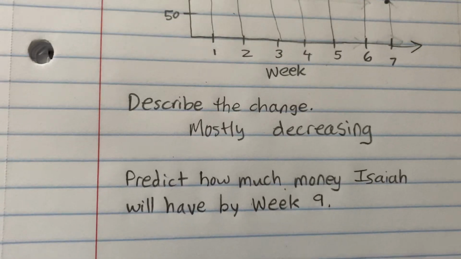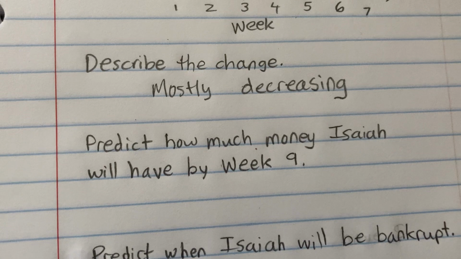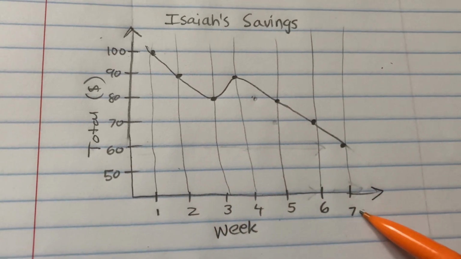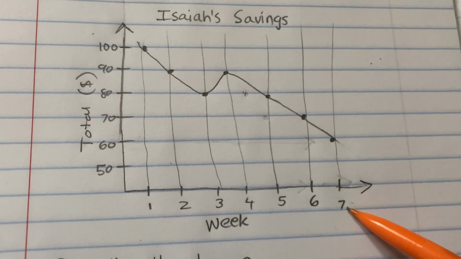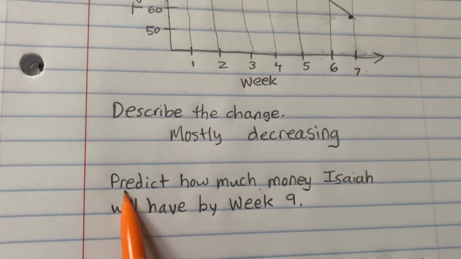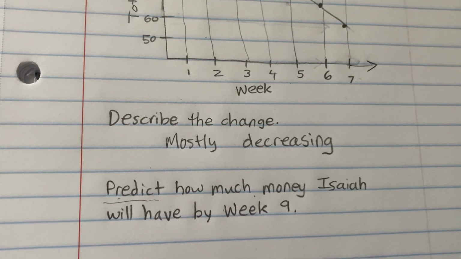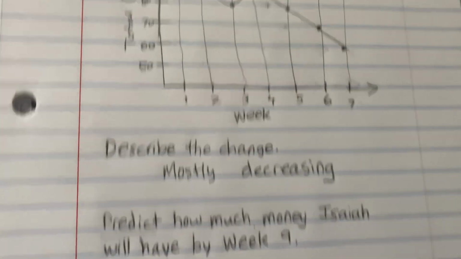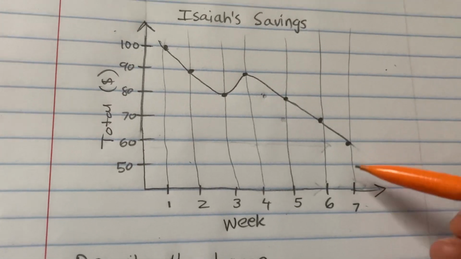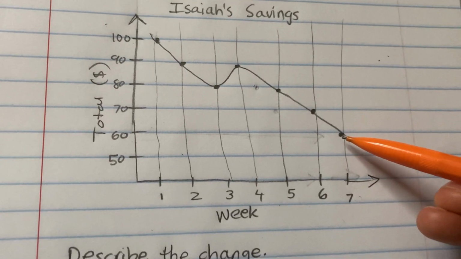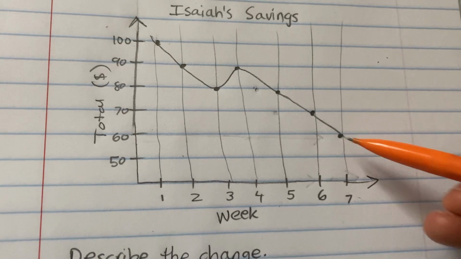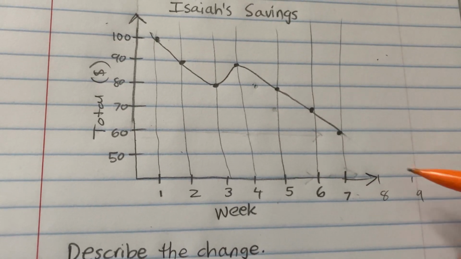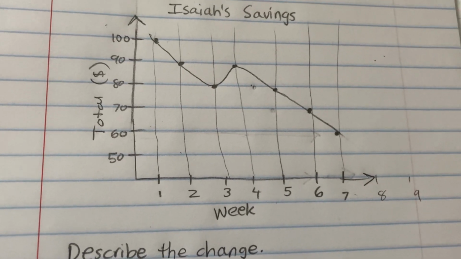Okay. Predict how much money Isaiah will have by week 9. Well, this graph just shows up to week 7. So it's a prediction. So it doesn't have to be exact. You can guess a number. Any number will be right as long as it's reasonable. So if it's been decreasing like this, so far in the 7th week it was 60, what do you think if we were to extend this graph all the way to week 9? How much money would he have then?